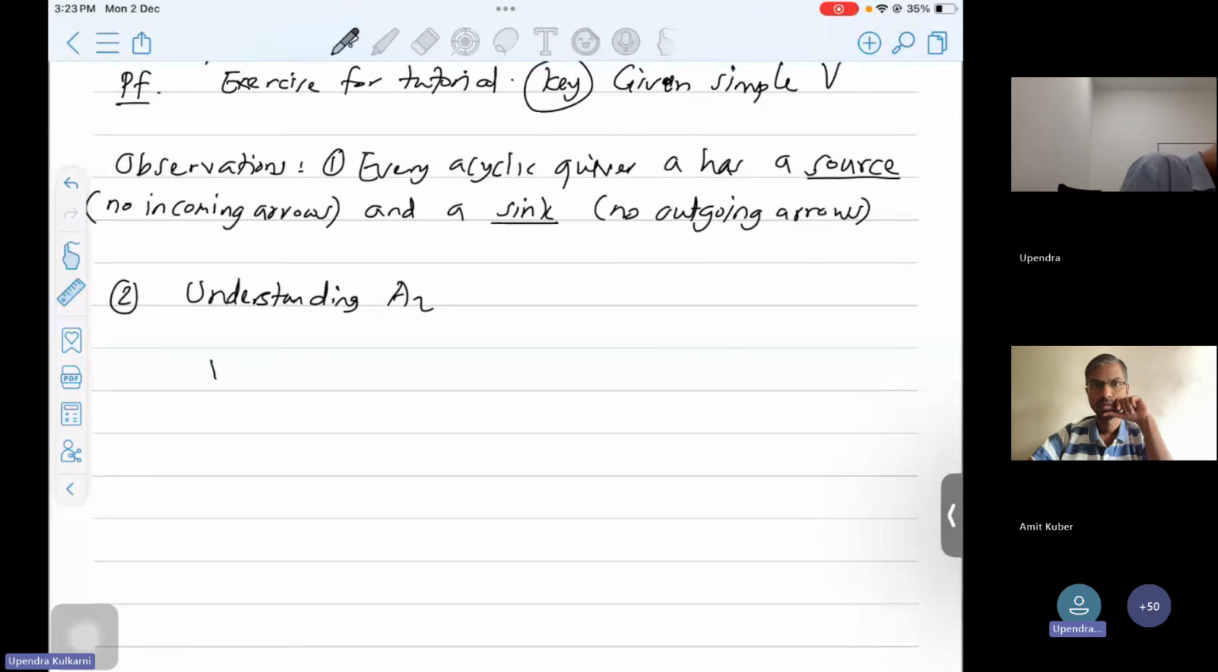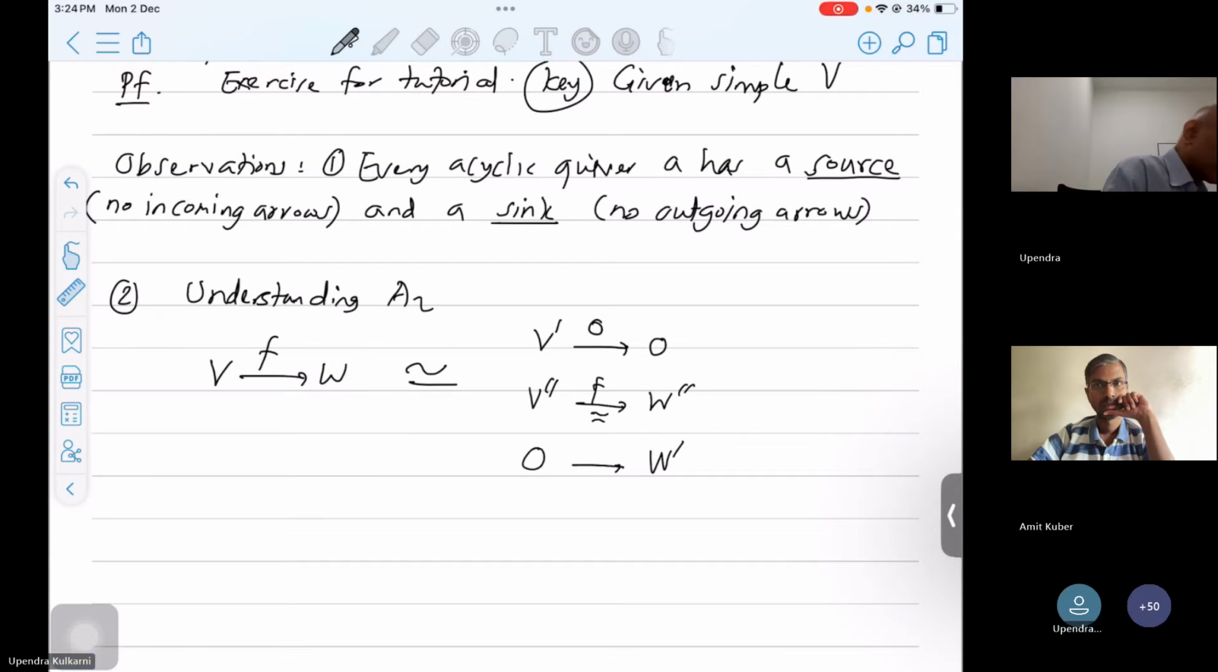Understanding A2. So V to W, F, is isomorphic to the direct sum of what? From V prime, I have the 0 map to 0. Then V double prime to W double prime, I had F, the restriction of F if you want, and this was an isomorphism. And then I had a map from W prime. So you see, this really is a direct sum of these three representations.